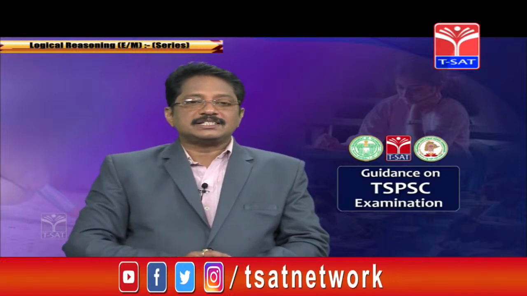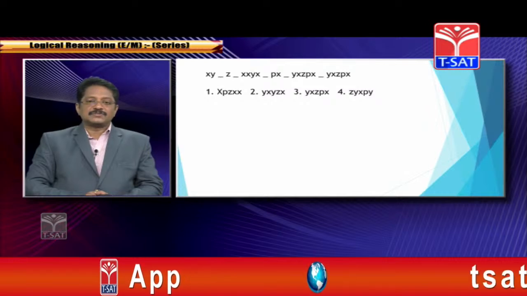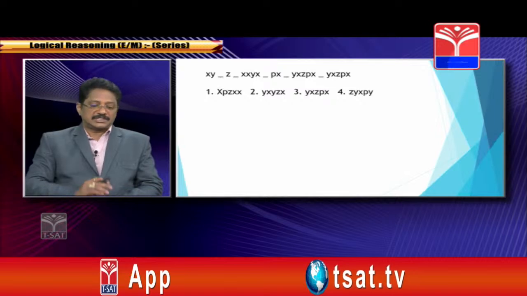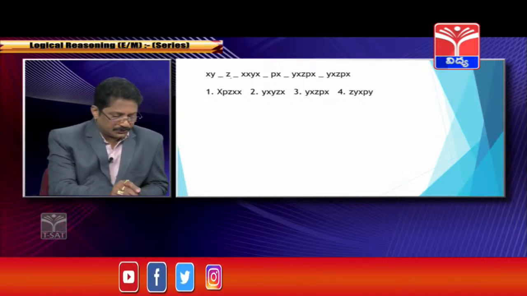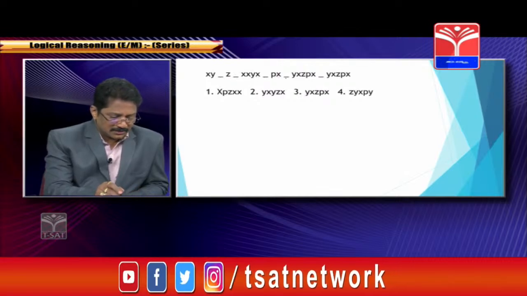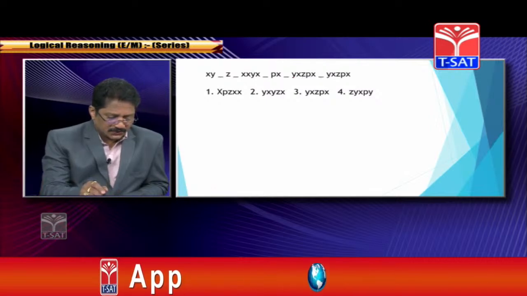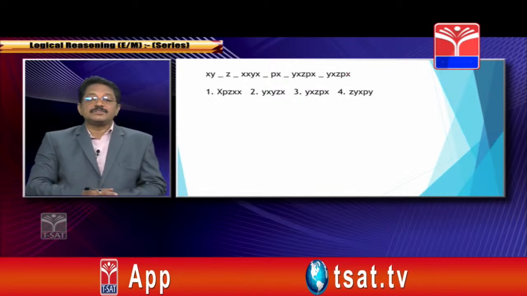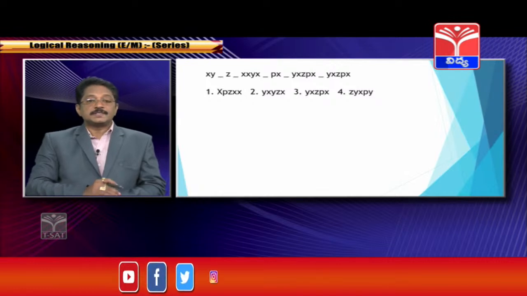So the series X, Y, Z, X, Y, X, P, X', Y, X, Z, P, X, Y, X, Z, P, X is given. What we have to do is count the number of letters: 1, 2, 3, up to 24. That means there are 24 letters. So you can divide into 6 groups.